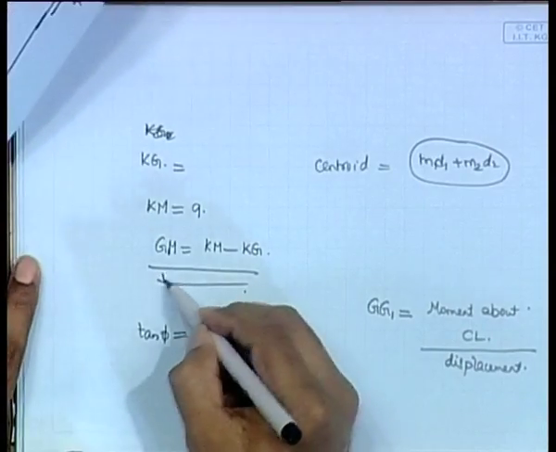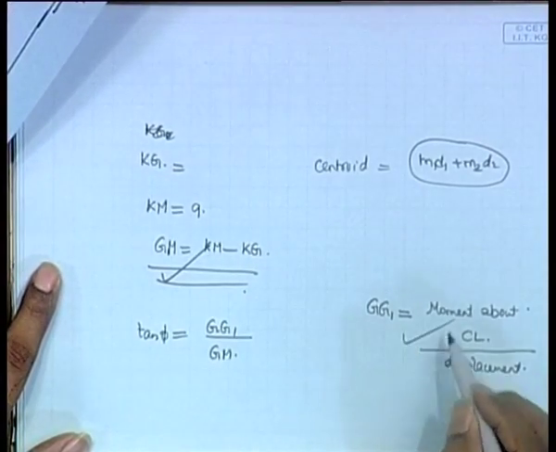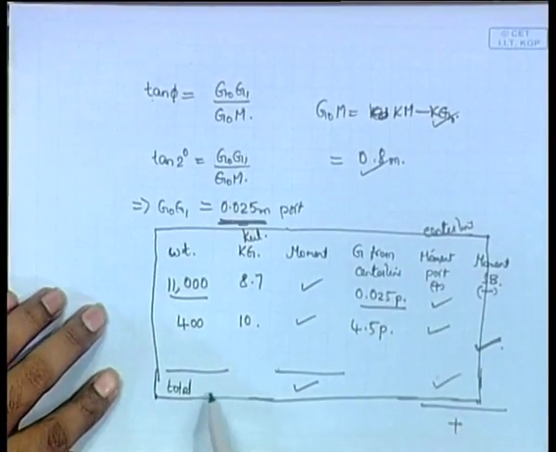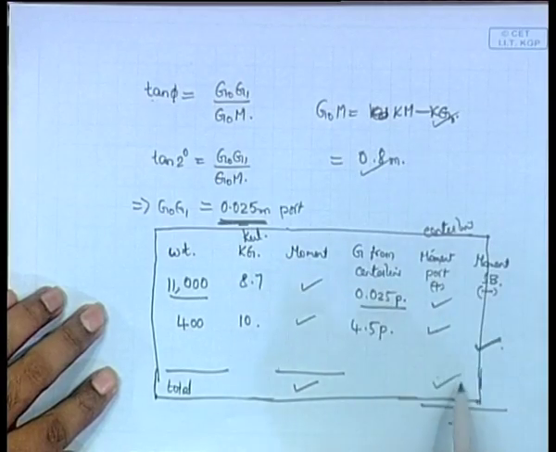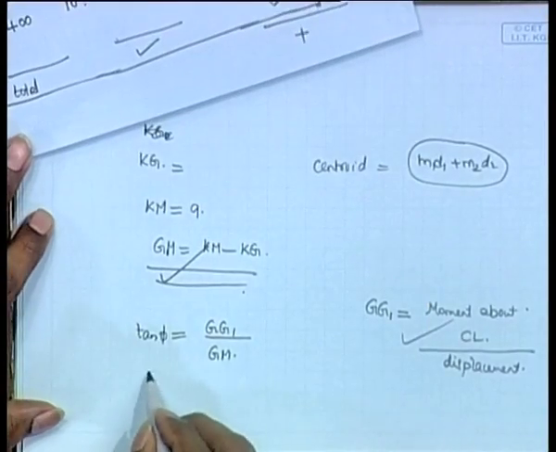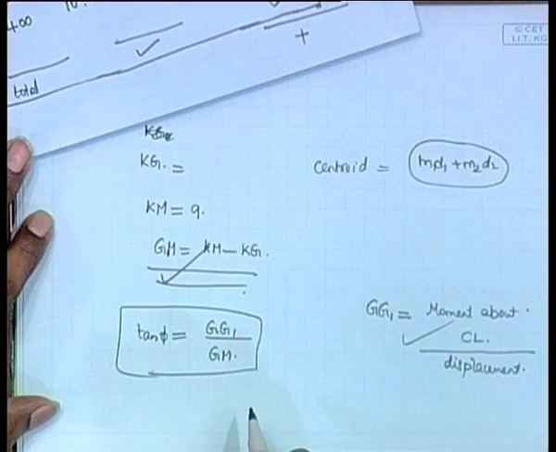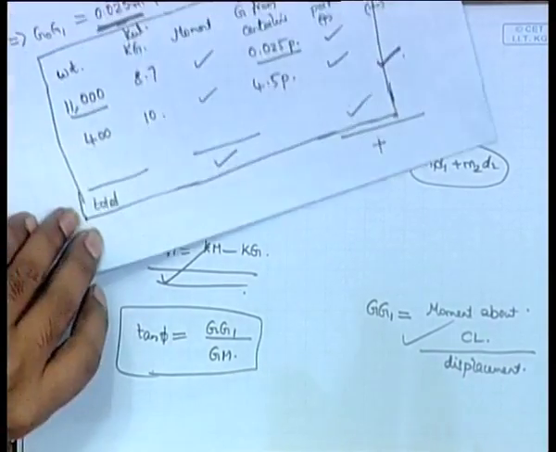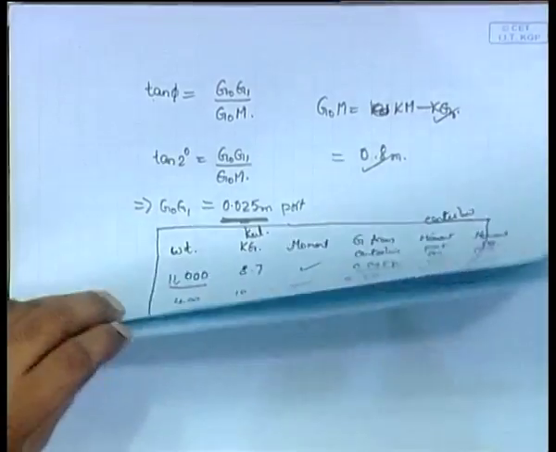Note that we have calculated GM here, and we have calculated GG1 using this formula. To calculate GM you need this, to calculate GG1 you need this, and once you have these, you can get tan phi. Very simple formula, you can just apply this, okay. So this is how you find the new heel due to a weight being shifted, okay.